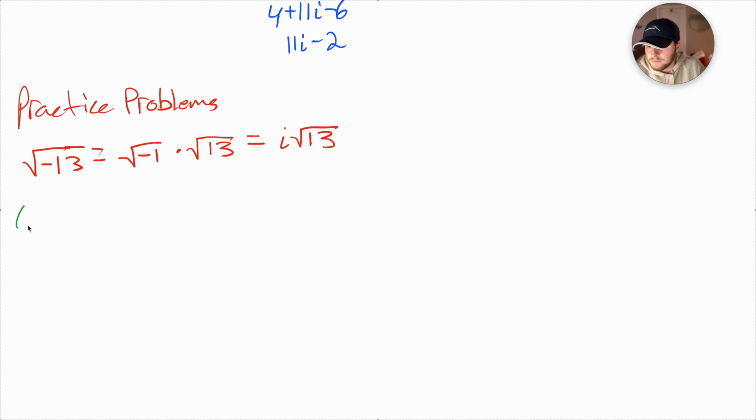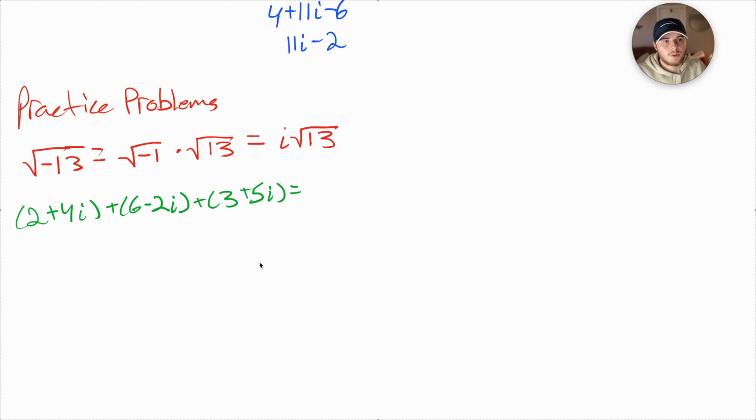Say we got 2 plus 4i plus 6 minus 2i plus 3 plus 5i. Okay, so we kind of got a lot of parts working here, but the same idea as before. Let's start with the real numbers and imaginary numbers, separate them, and then see if there's anything further that needs to be done. So we got 2 plus 6 plus 3. Okay, and that's just going to be 11 for real numbers.